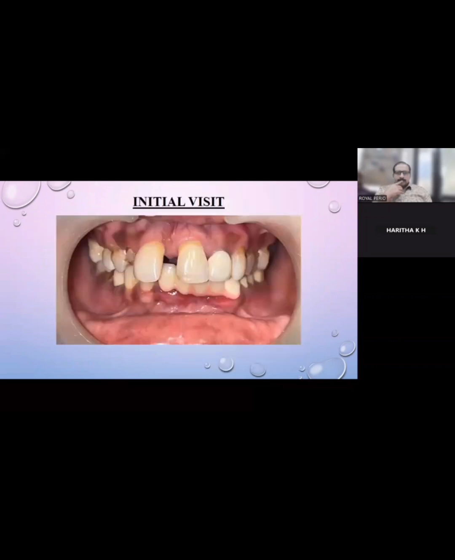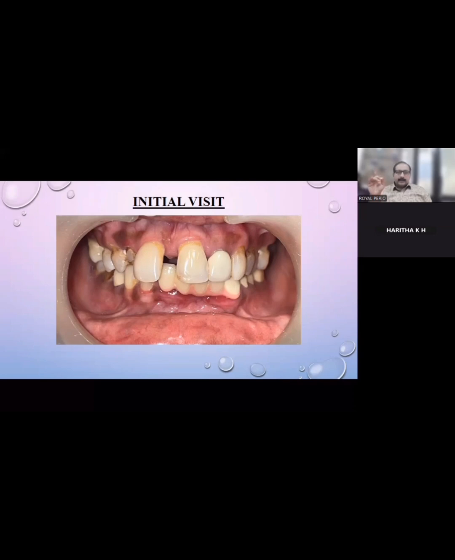Grade 2 mobility in relation to 1-1 and grade 1 mobility in relation to 2-1, 1-4 and 2-2. This is the initial clinical photograph. Which are the teeth mobile in this case? 1-4, 1-1, 2-1 and 2-2. 2-1 is also mobile. 2-2, she had already undergone RCT and crown placement. On 2-2, is it firm? No, that also contains grade 1 mobility.